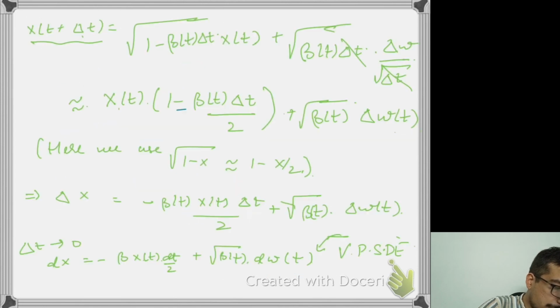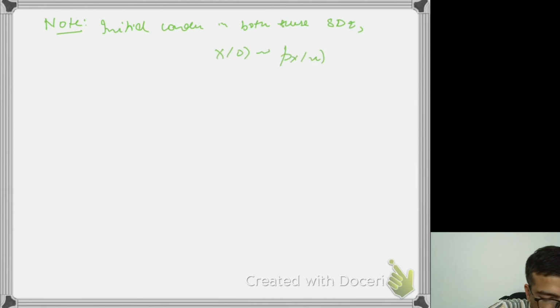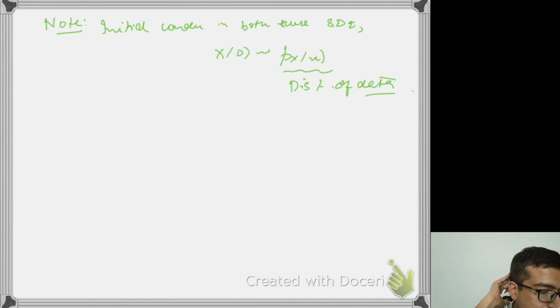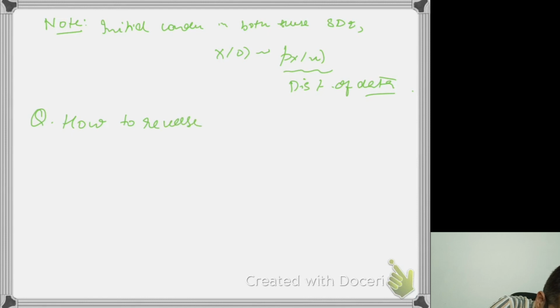And note that the initial condition in both these stochastic differential equations is that x0 is coming from p x, which is the distribution of data. But now in order to be able to sample x0 coming from p x, what we'll need to do is that we'll need to be able to reverse the differential equation. So that's what we will need to do. Now how do we reverse a stochastic differential equation?